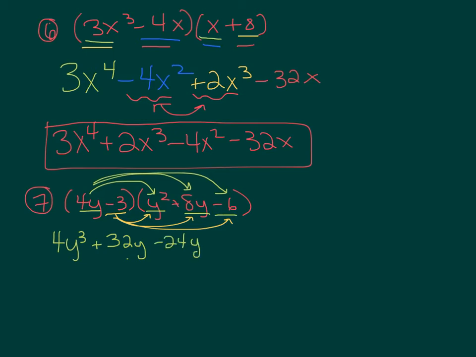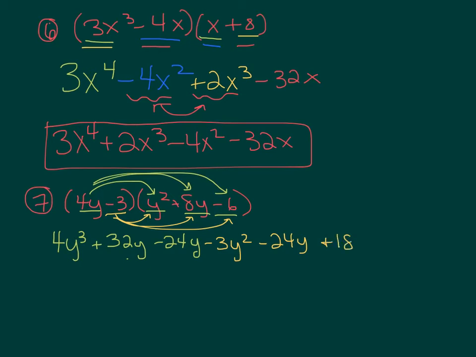From there, you're going to do the same thing with the negative 3. I get negative 3 times y to the second. And then I have negative 3 times 8y, which gives me negative 24y. Then I have negative 3 times 6. That gives me plus 18.